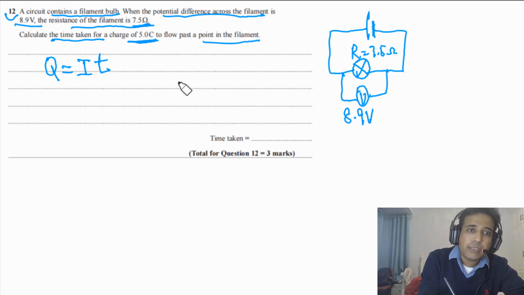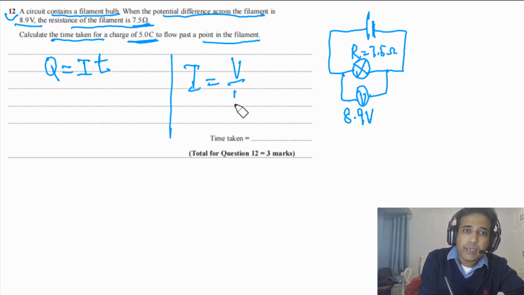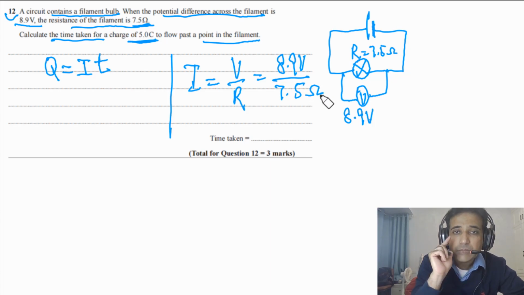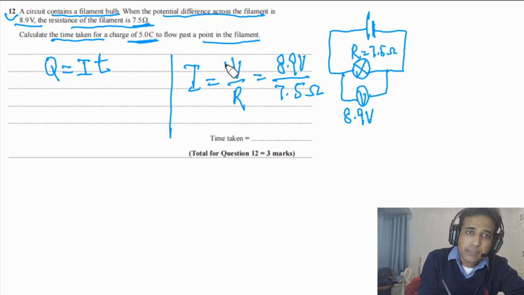So we can simply say in this case I will be equal to V divided by R. So value of V we have, that is equal to 8.9 volts divided by resistance, that is 7.5 ohms. Before we answer this question, let me explain one thing. This V is the potential difference across the component, and this I is the current passing through that component.